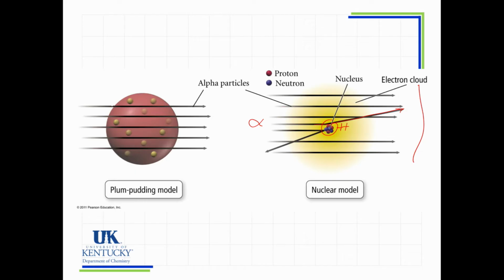Every once in a while, and this was a rarity, an alpha particle would come in and actually make contact with that tiny little nucleus. It doesn't happen very often because the nucleus is so teeny compared to the rest of the space.